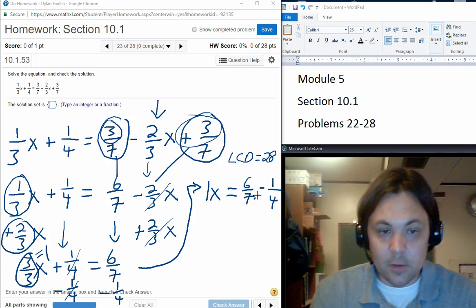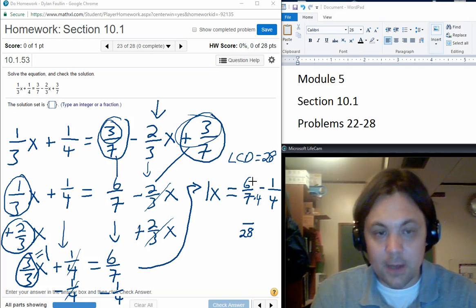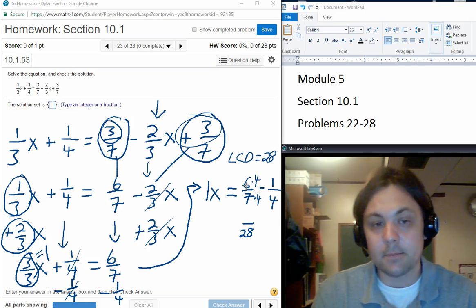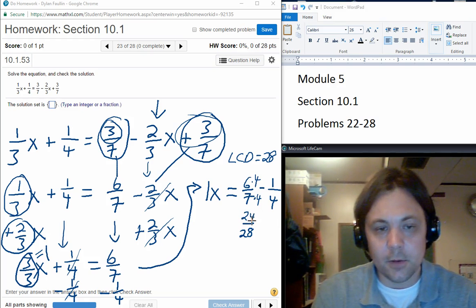To the 7, I'll have to multiply by 4. Right? 7 times 4 is going to make that a 28. But if I multiply a 4 to the bottom, I have to multiply a 4 to the top. So I get 6 times 4 on top, which is 24.